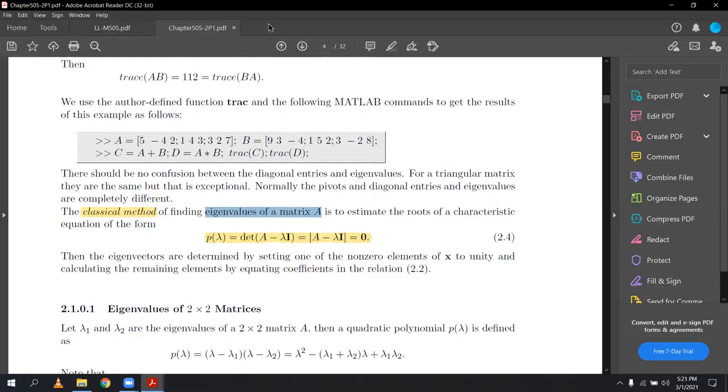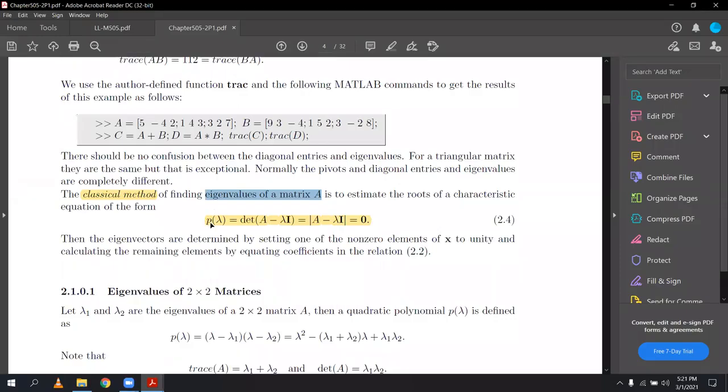The eigenvalue of a matrix, we have to deal with this one. As I told you, we have to find two things. One is a lambda, which we call the eigenvalue of a matrix. And the second thing is the eigenvector, which is a solution of the homogeneous system. So this is the first case we have to deal with.